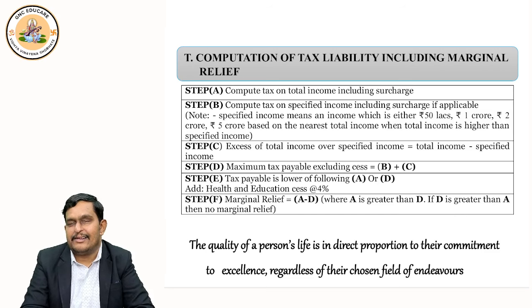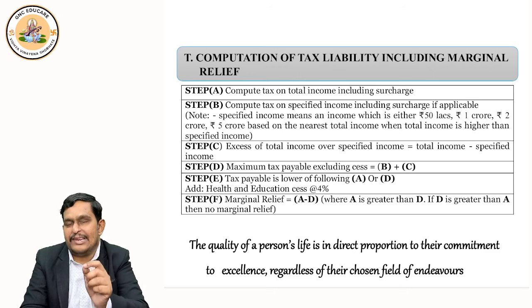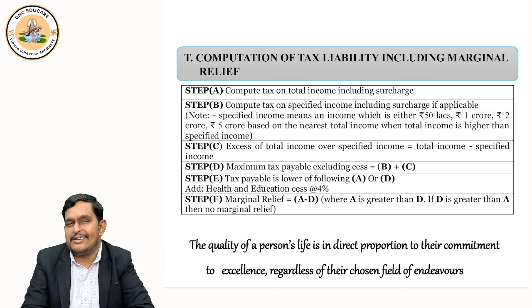Step B says calculate tax on the limits, like the nearby limit. Now when I said 1 crore 1 lakh is your income, the nearby limit is 1 crore. That specified limit 1 crore is there, na? On that you calculate the tax in step B. So when you calculate tax on 1 crore in step B, you have to apply the slab and calculate the tax. But on 1 crore also surcharge will apply, correct? So add surcharge.